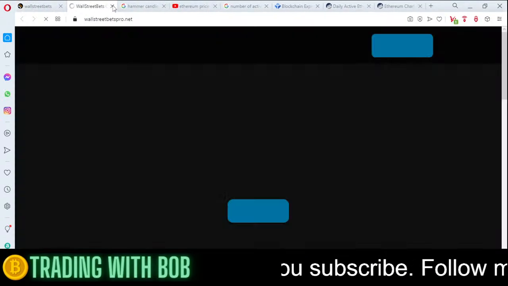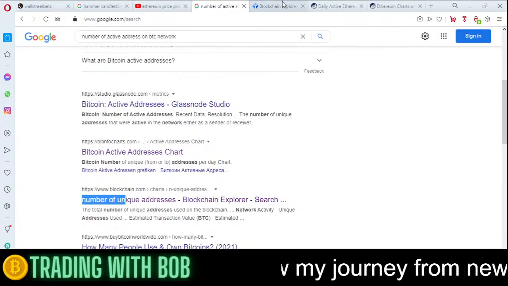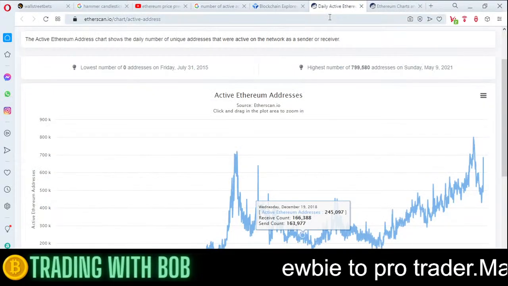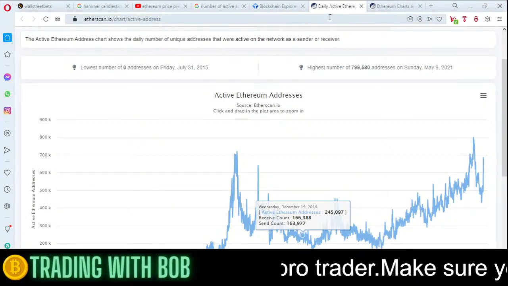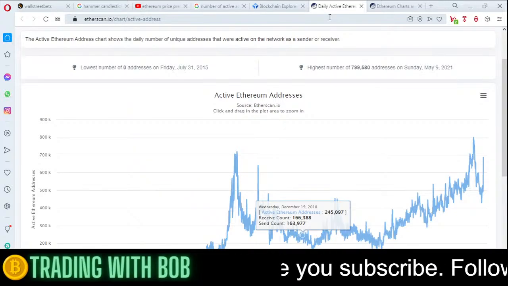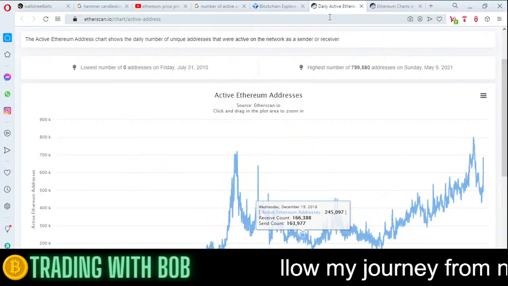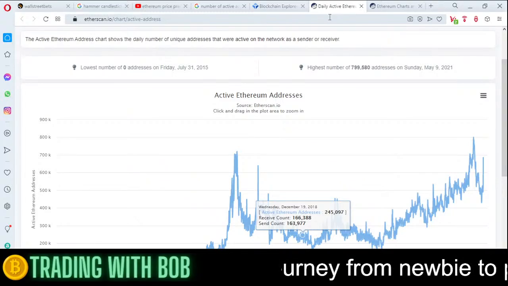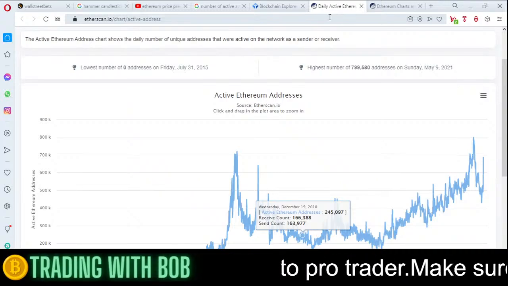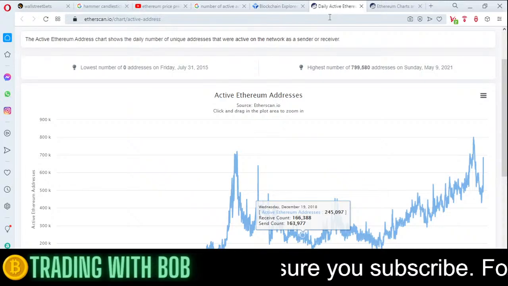Alright, oh shit. So yeah, either Bitcoin's overvalued or Ethereum's undervalued. It's one of those, because they've got the same active Ethereum addresses. That's the thing. So let me just double check Ethereum's market cap.